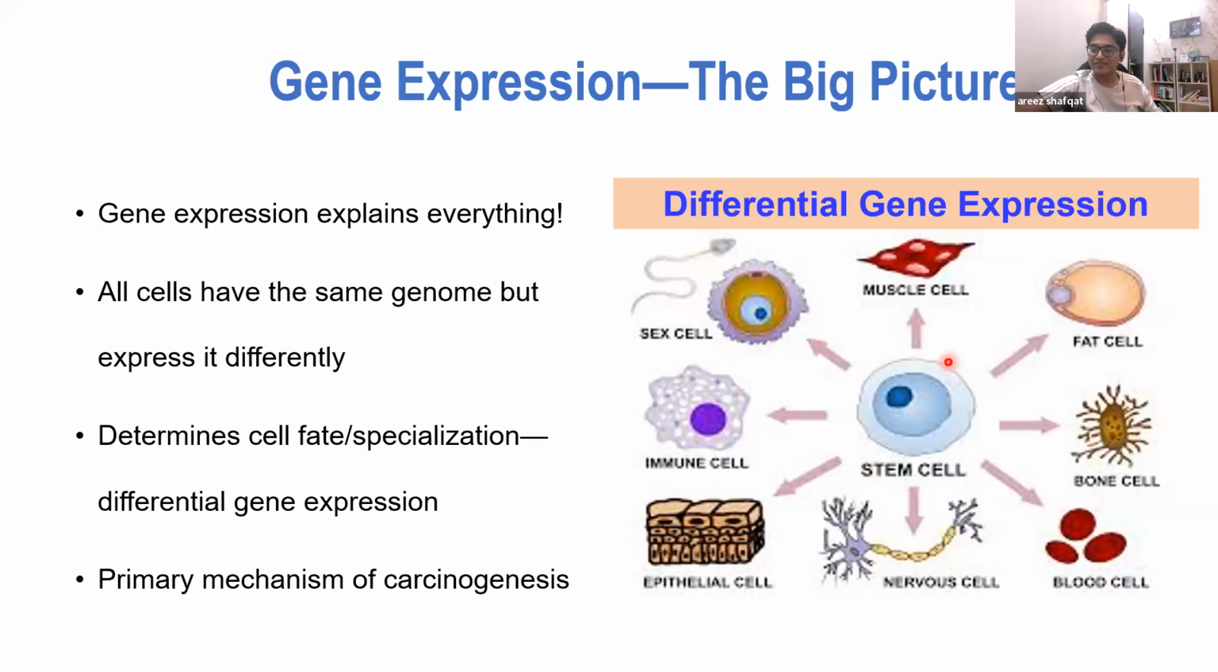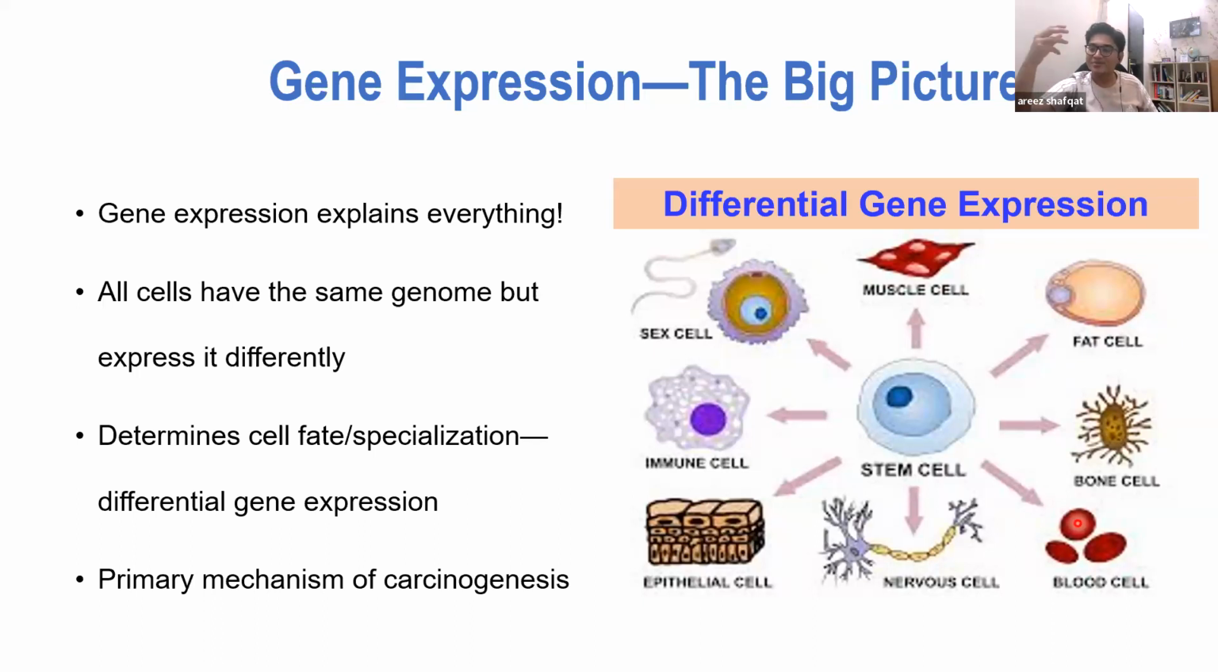But from that 20 to 25,000 genes, some cells become muscle cells, some cells become immune cells, some cells become adipose tissue or fat cells, some cells become part of the bone, some cells become nerves, and some cells become blood cells, like red blood cells carrying oxygen. But they all have the same genes. From that, you can guess that these cells express these genes differently.